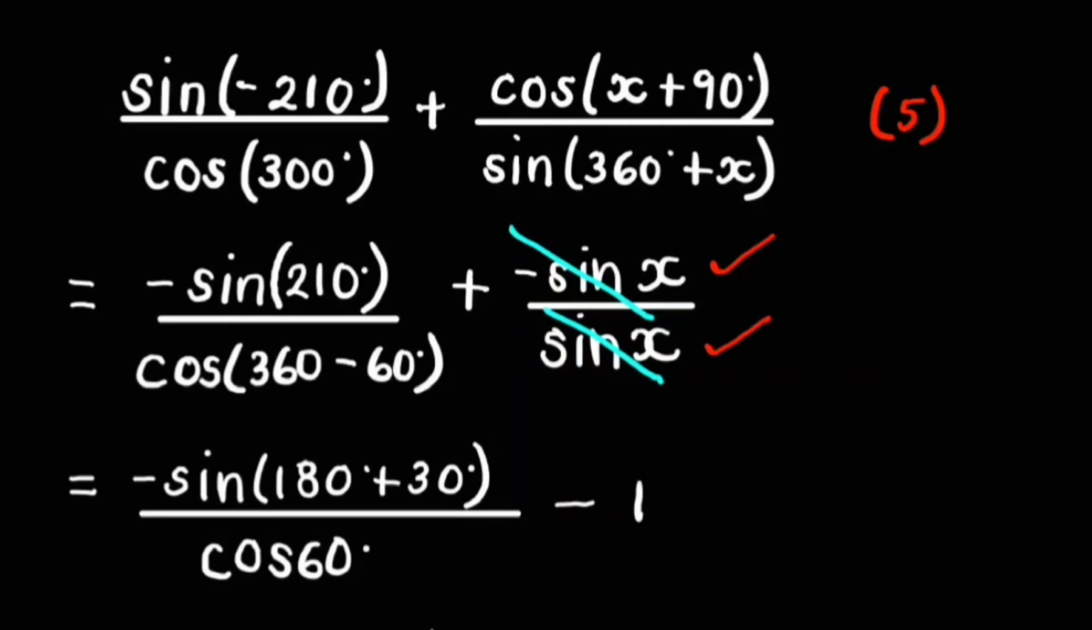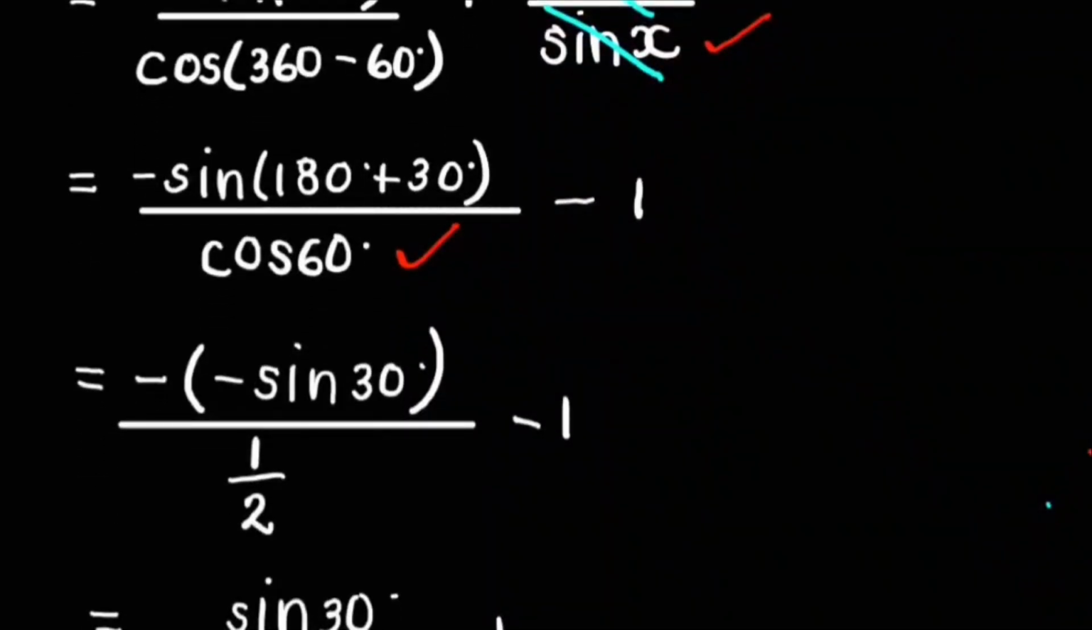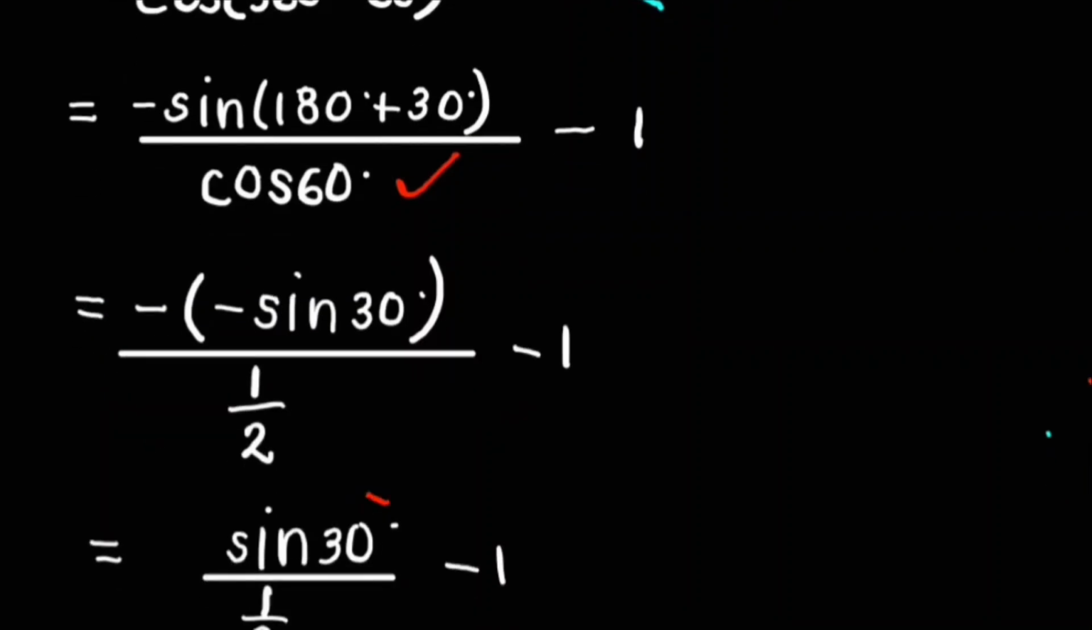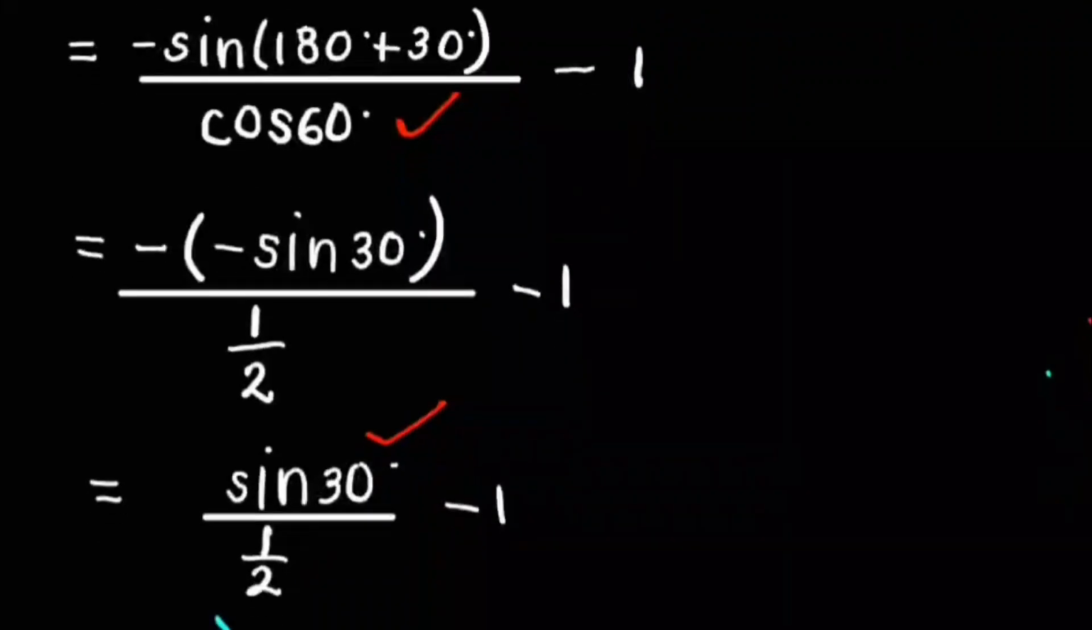For your first fraction, marks were allocated once you got the answer from the reduction formula. So that is when you had cos 60 in the denominator, and in the numerator, when you had the negative sine 30 and you multiplied it with a negative to get positive sine 30. So far that's 4 marks, and the 5th mark was allocated to your final answer, which is 0.